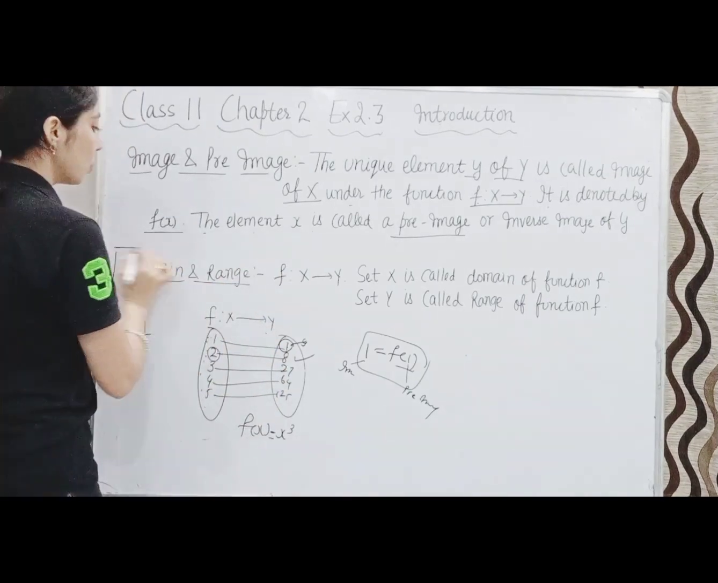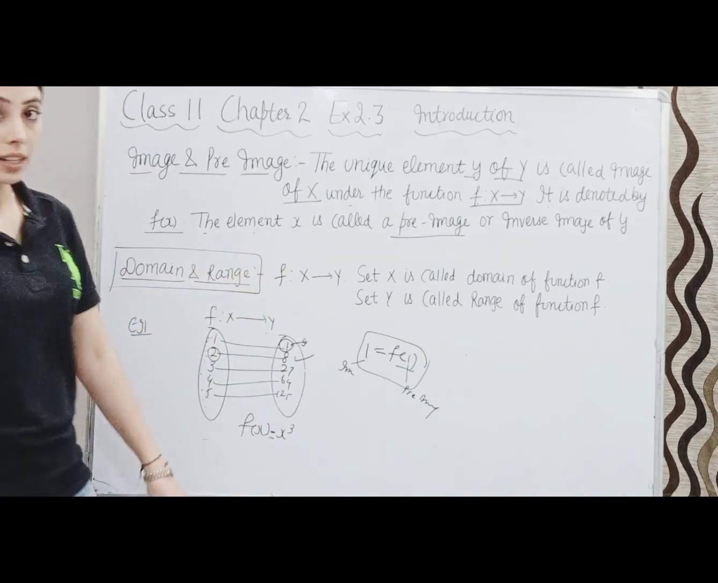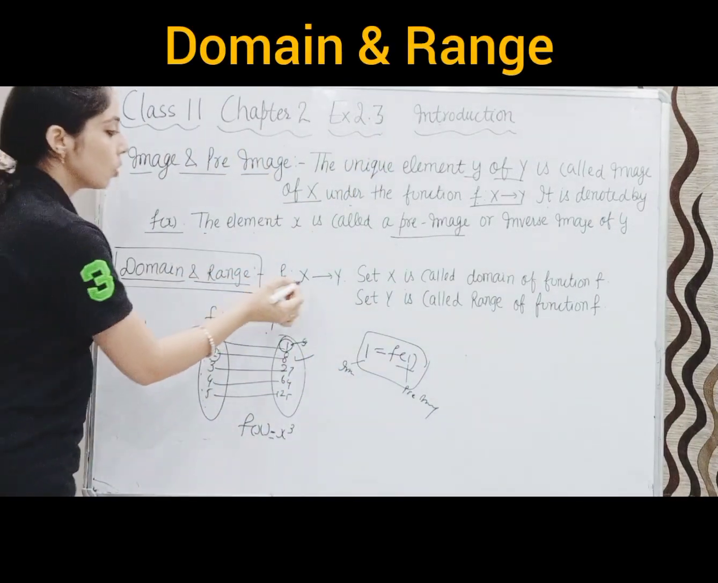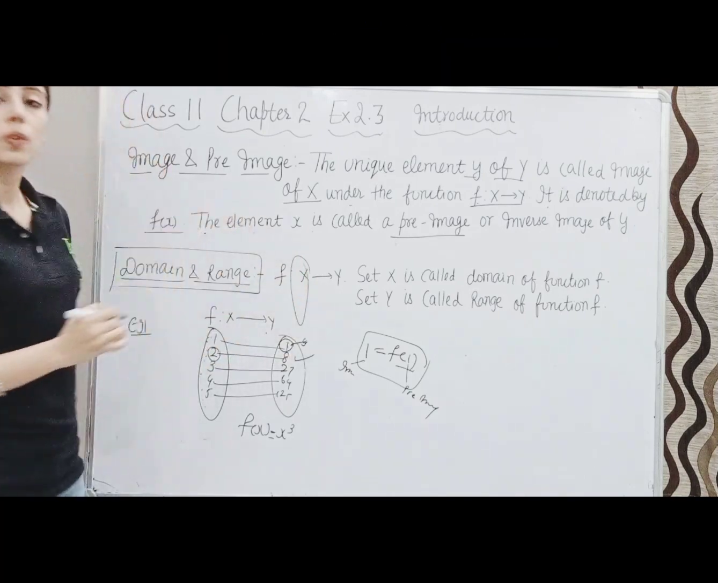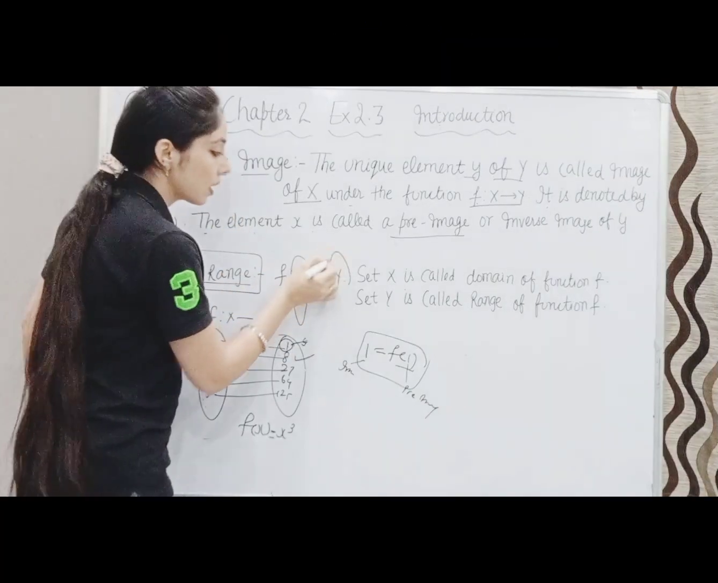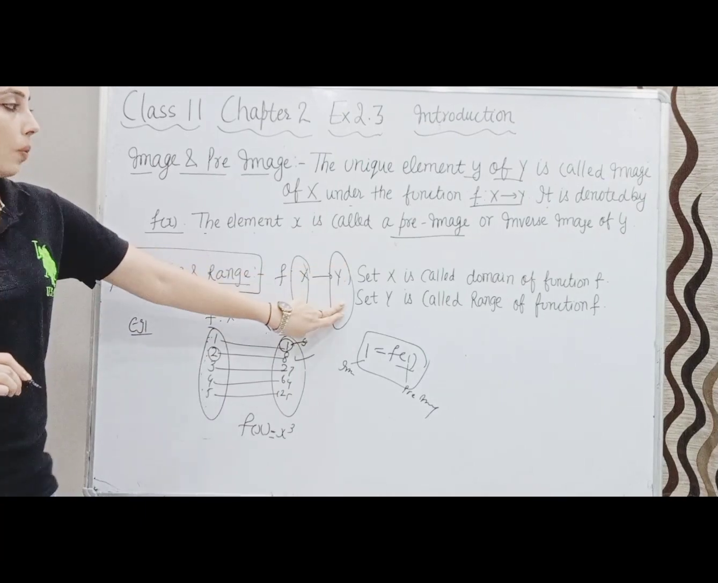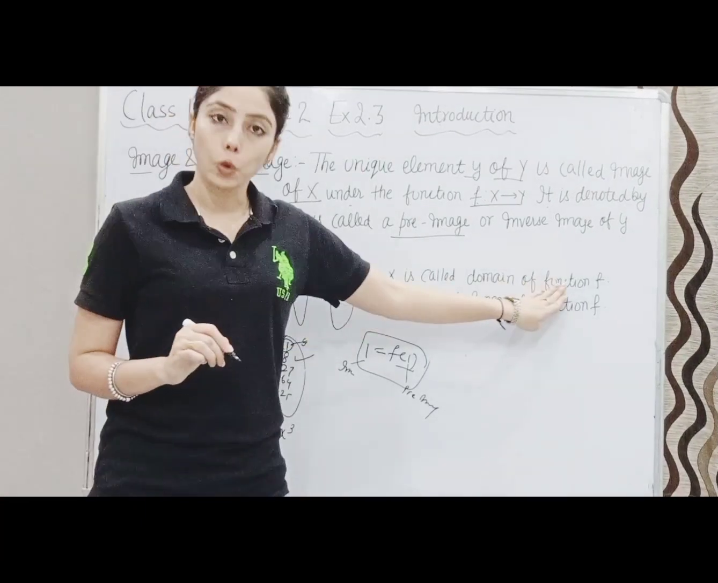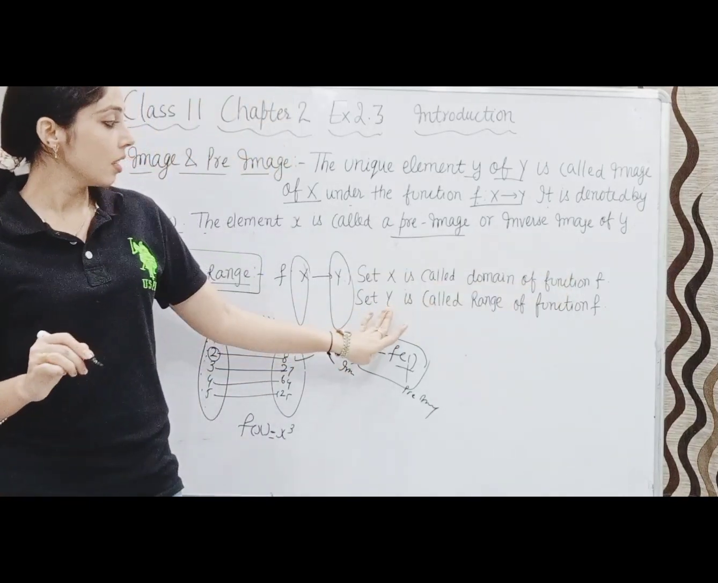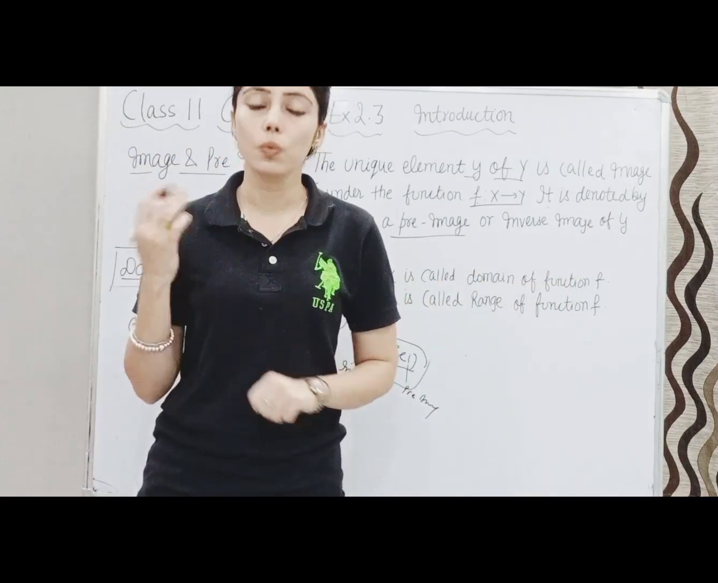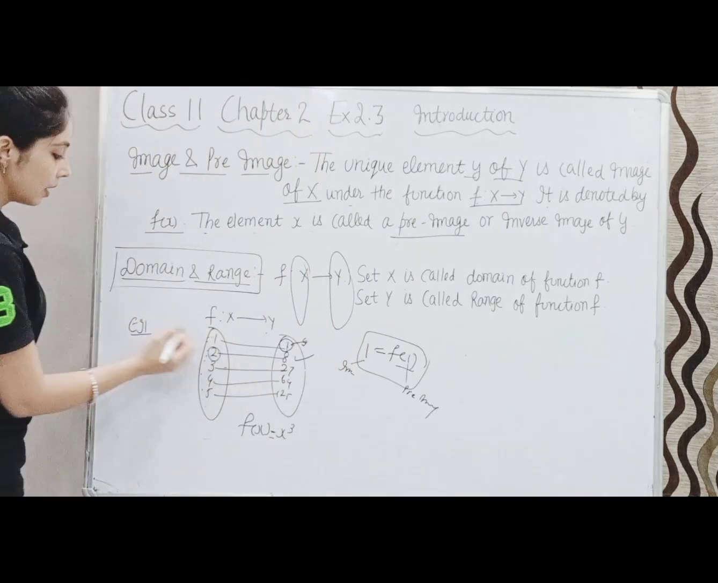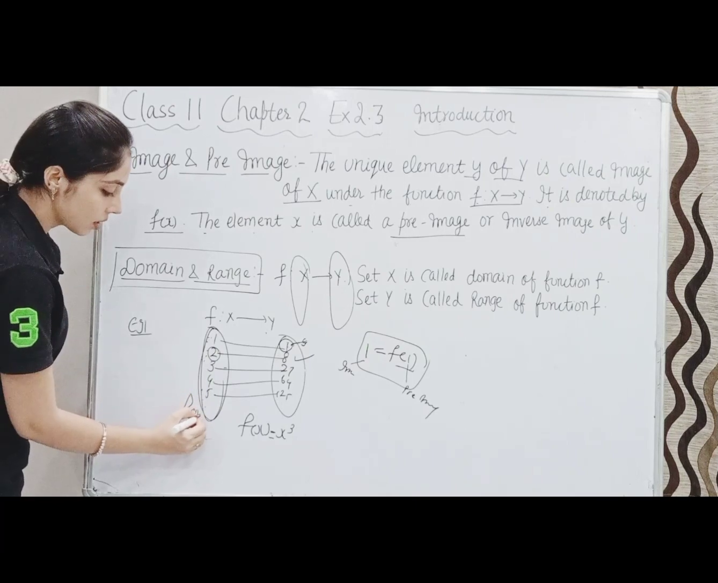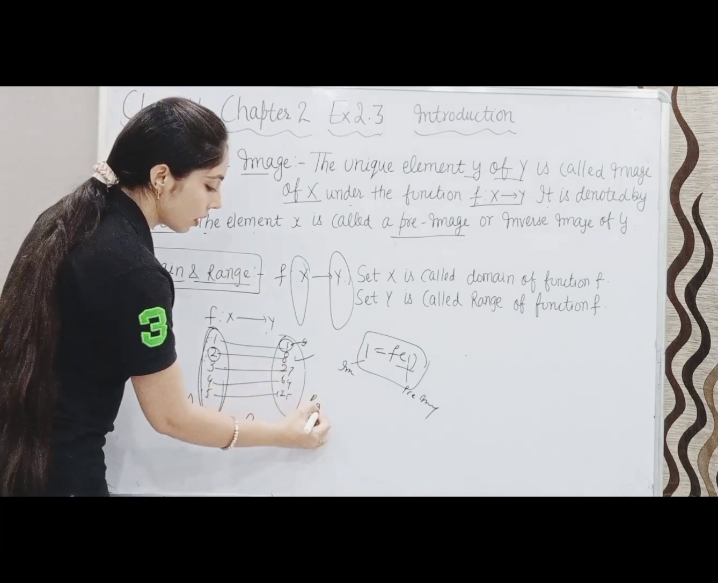Now what about domain and range? In the last exercise we have already discussed what a domain is. Domain is the set of all elements of X, and range is the whole set Y. If f is a function from X to Y, then X is called the domain of function f and set Y is called the range of function f. So with this example we can observe this is the domain and this is the range.